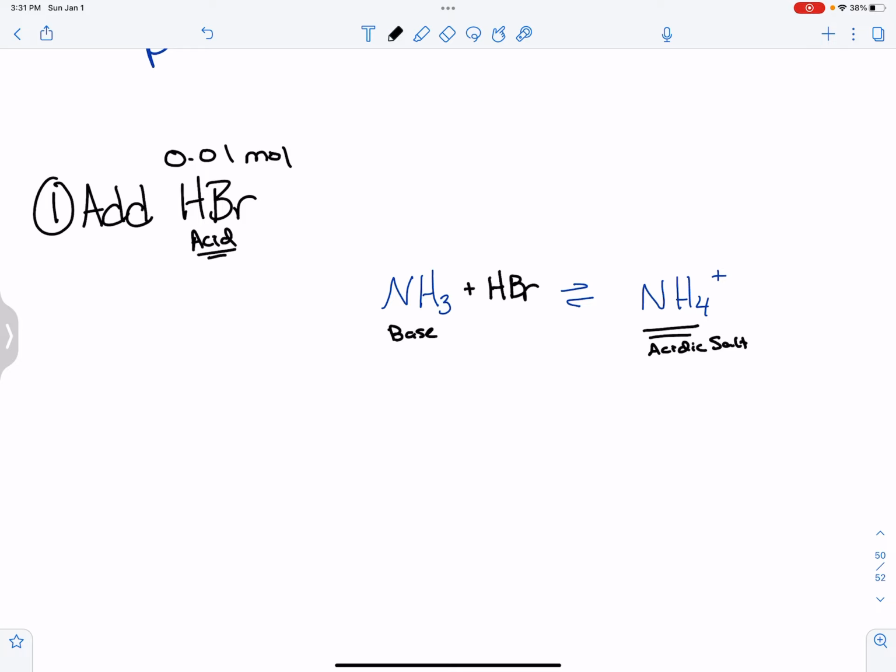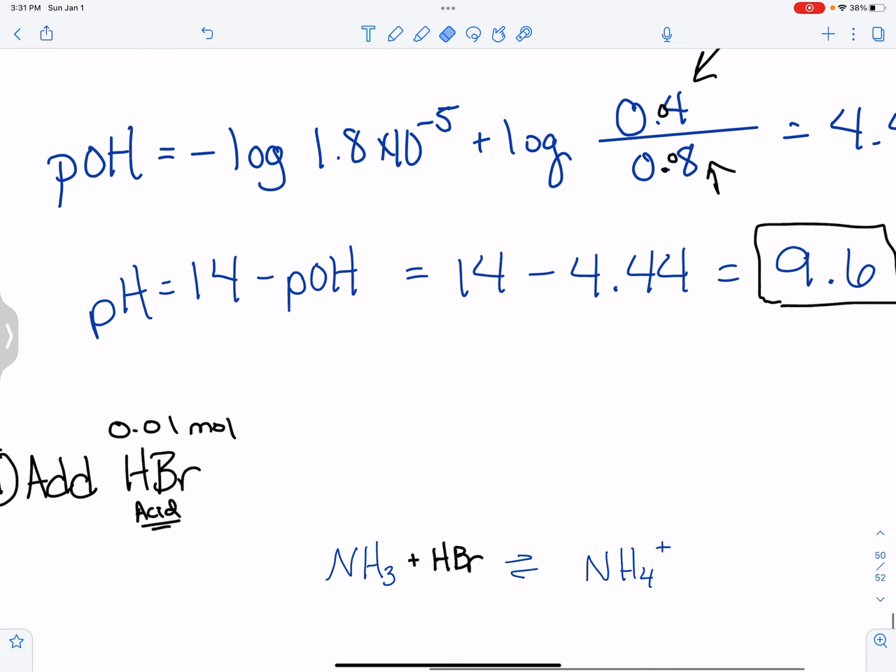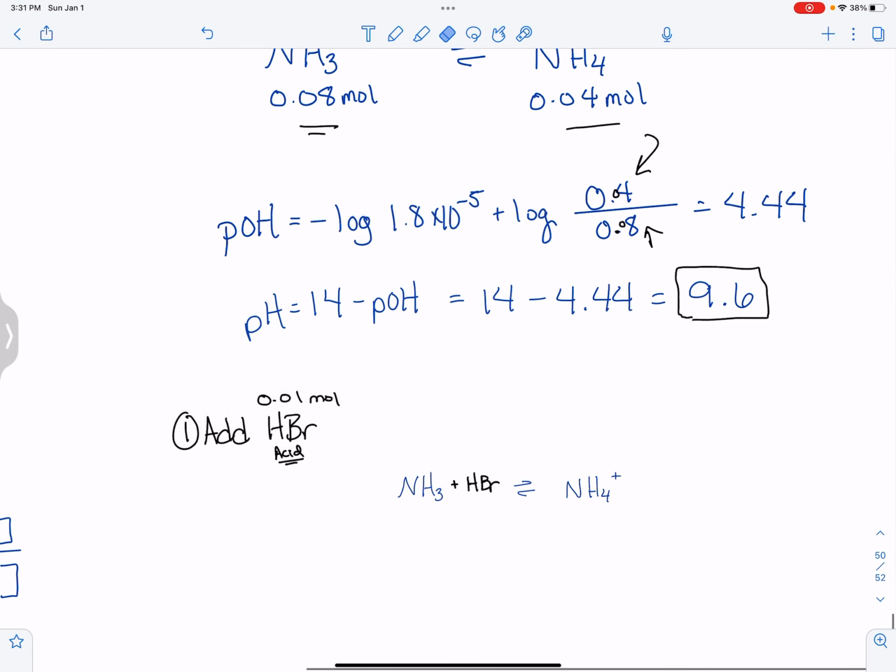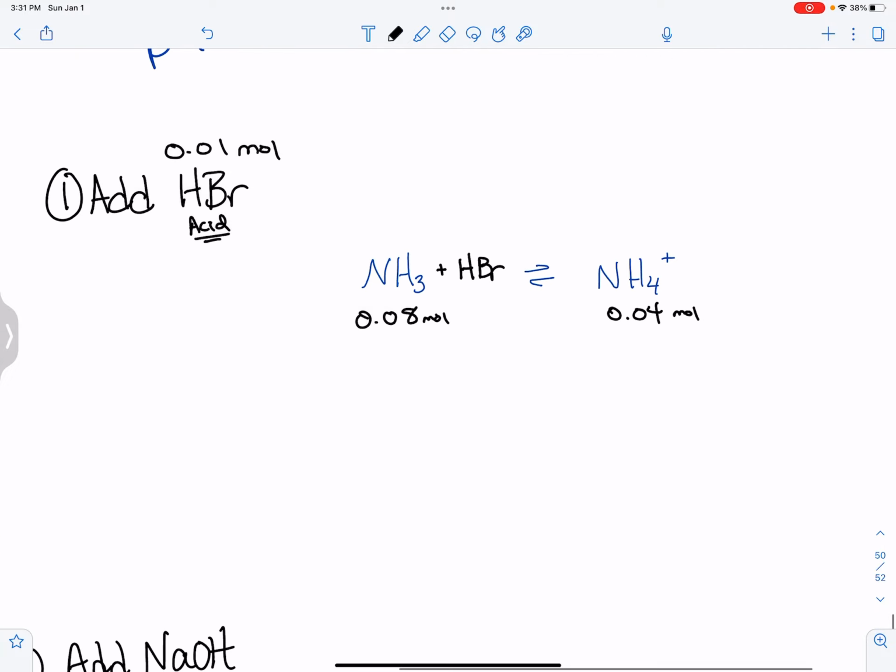So I'm going to go back up. I'm going to erase this a little bit below, and I'm going to put in how much I had to begin with that we already calculated up here. So how much I had to begin with was 0.08 moles and 0.04 moles. And again, like I said, I already decided which side it's going to react with. So it's going to react with that NH3 side.